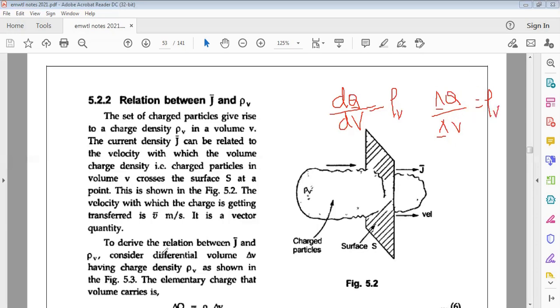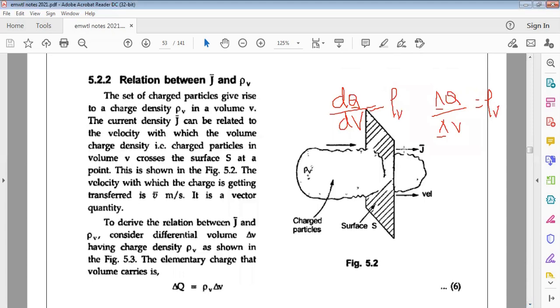Now, there is a relation between these two. To derive the relation between J bar and rho v, consider a differential volume delta V having the charge density rho v. The equation we got is delta Q, not del, it is delta Q. Delta Q is equal to rho v into delta V, a small differential charge with respect to the volume. Got it, my students?